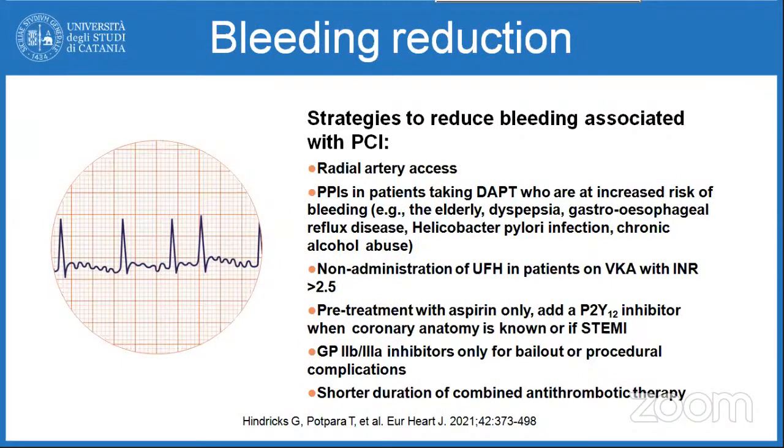Bleeding reduction strategies to reduce bleeding associated with PCI. Usually we use radial artery access, PPIs in patients taking double antiplatelet who are at increased risk of bleeding, e.g. elderly, dyspepsia, gastroesophageal reflux disease, Helicobacter pylori infection, chronic alcohol abuse. Non-administration of unfractionated heparin in patients on vitamin K antagonist with INR more than 2.5. Pre-treatment with aspirin only. Add clopidogrel or a P2Y12 inhibitor when coronary anatomy is known or if there is STEMI. GP2B3A inhibitor only if bailout or procedural complication. Shorter duration of combined antithrombotic therapy. Next.